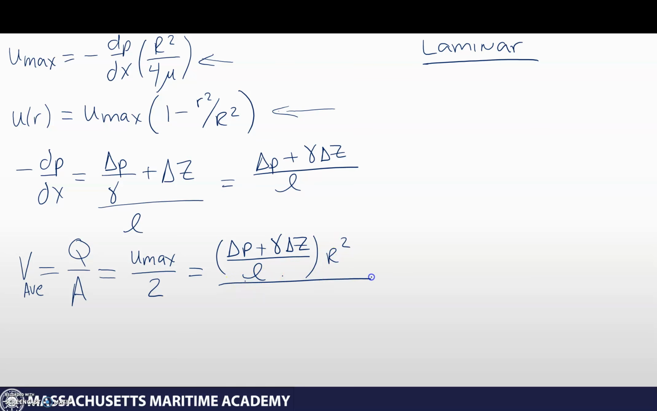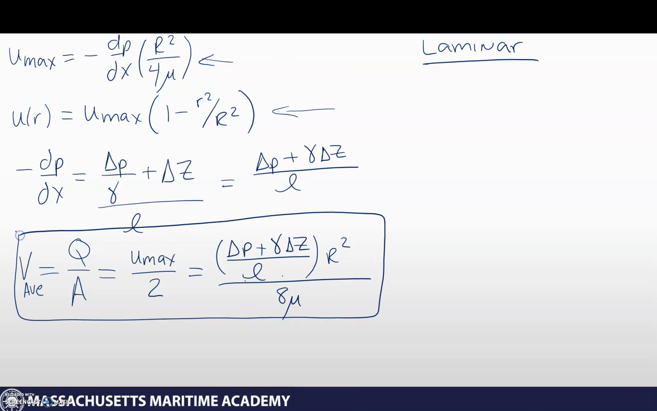R squared over 8 mu. Wait a minute, it was 4 mu up here. Well, we've got that 2. So we'll box that out because I know students like their boxes. So that's our average velocity.